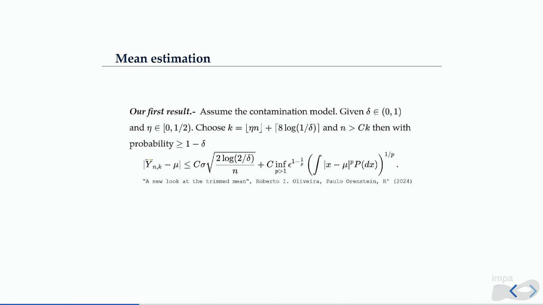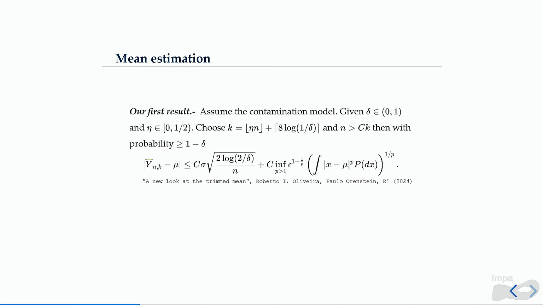So actually, the first result that proves that the trimmed mean estimator is a sub-Gaussian estimator is recent.